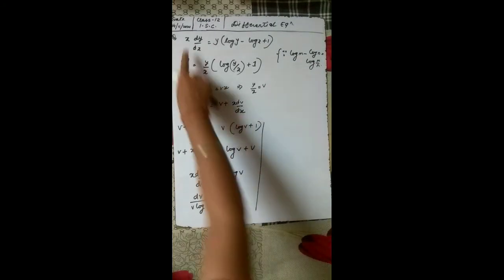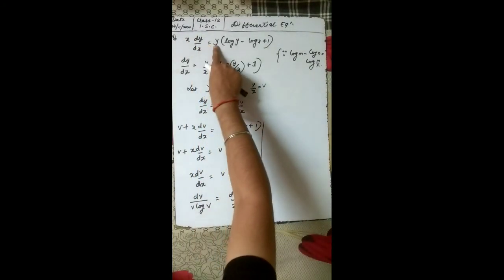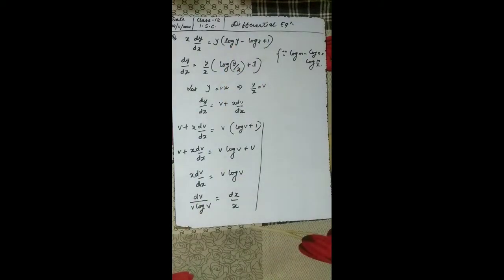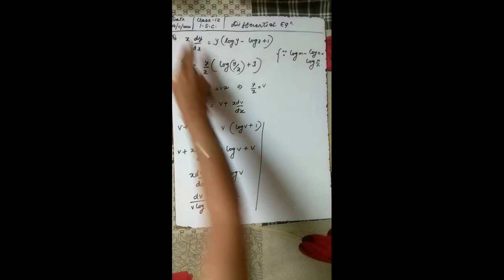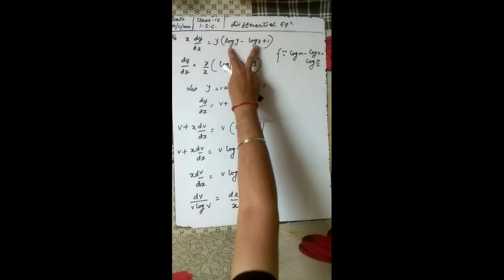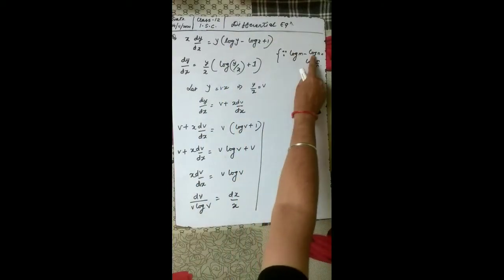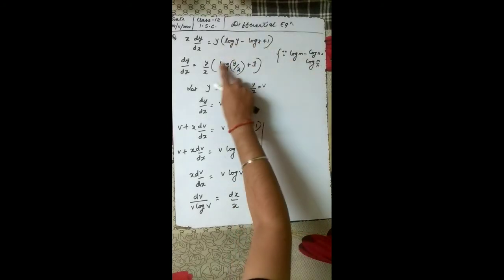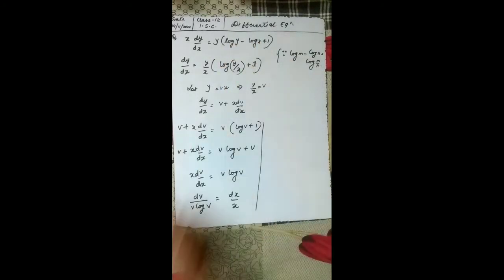We are given x dy/dx equals y bracket log y minus log x plus 1. So let us first simplify it. Take x in the denominator, so it will be y upon x. Here I've used one property that log m minus log n is log m upon n. That is why log y minus log x is log y upon x, plus 1.